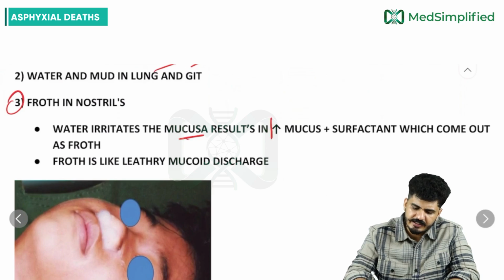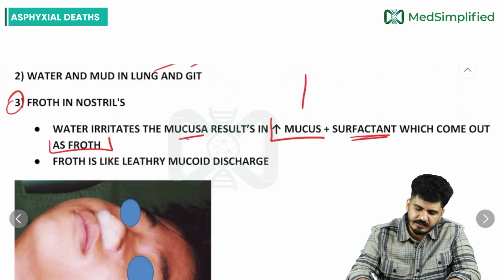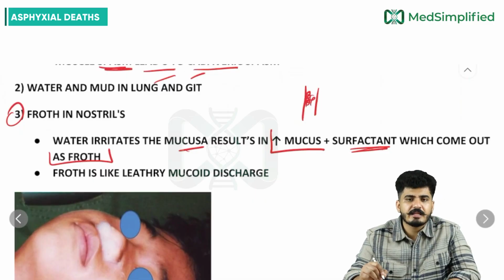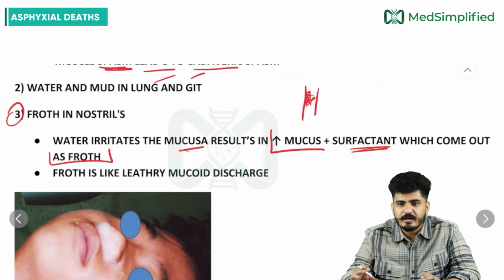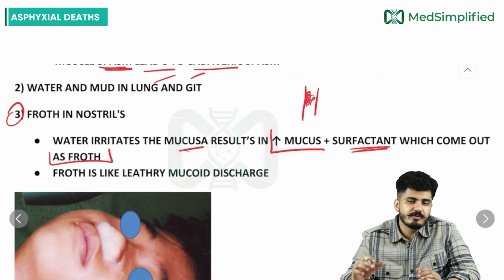The result is increased mucus plus surfactant, which comes out as froth. The frothing is happening because, if I draw like this the trachea, there is an irritation by the water. The water also has the mud particles. These are continuously irritating. Because of the continuous irritation, the froth will be coming outside.